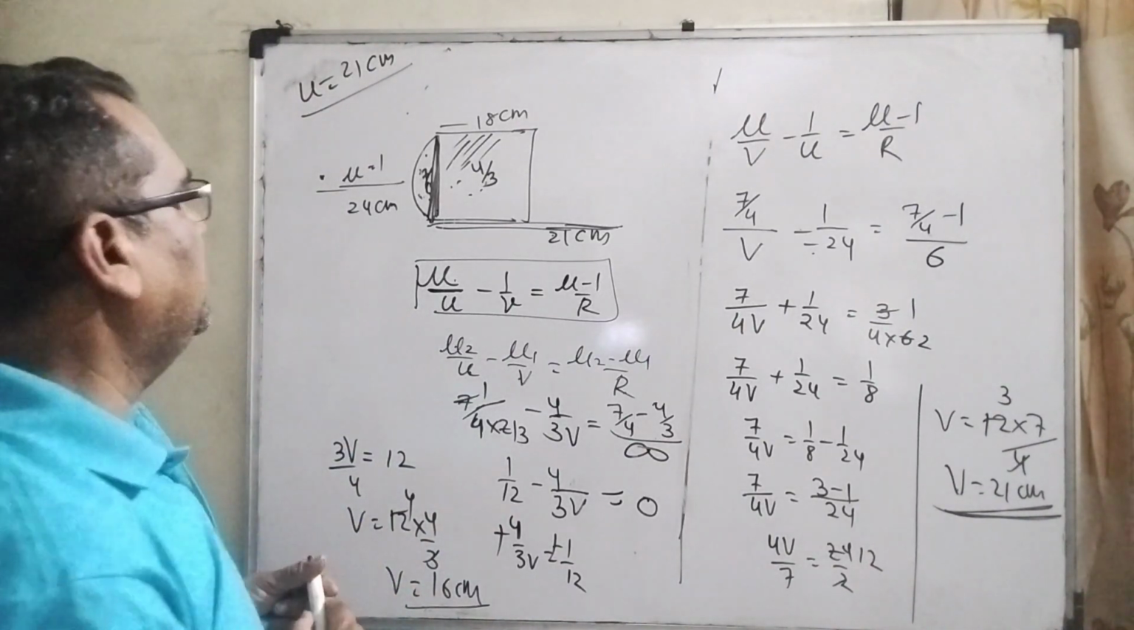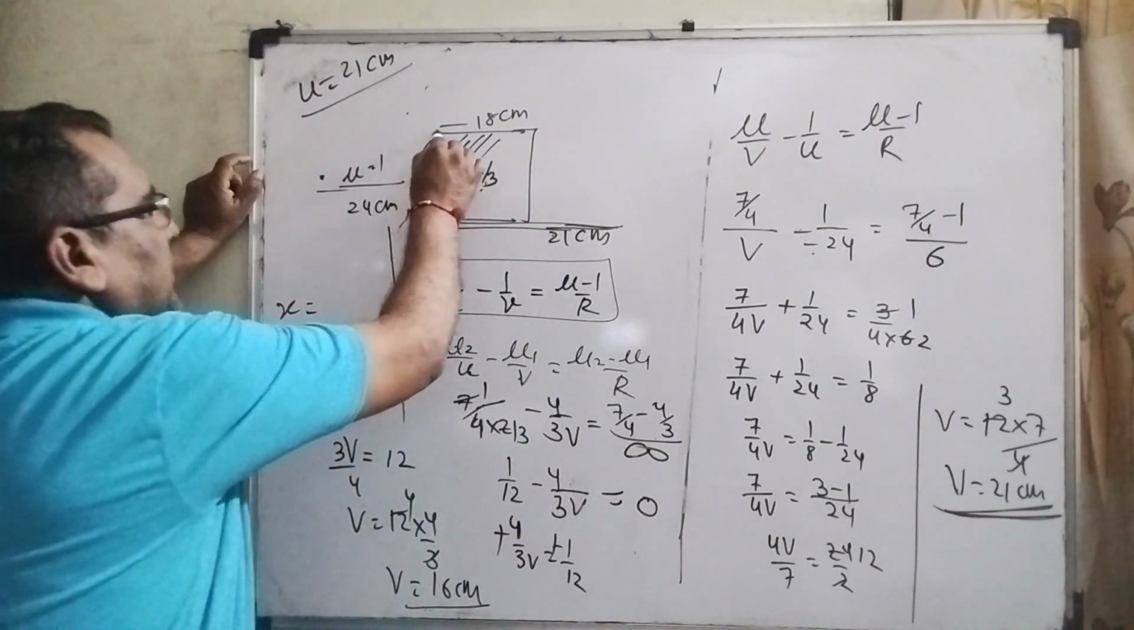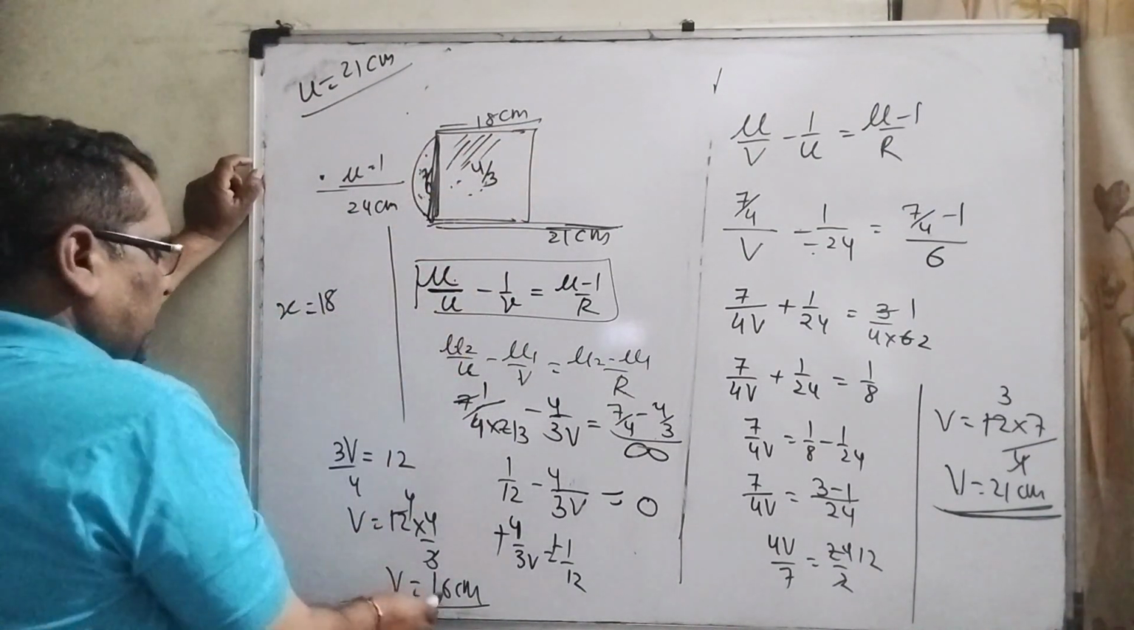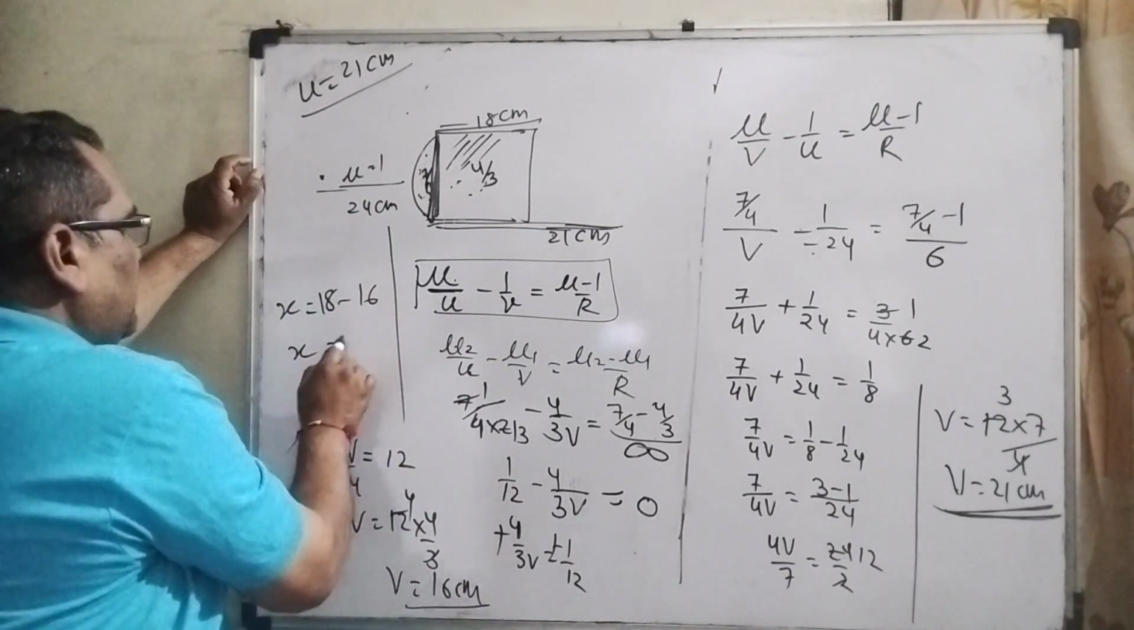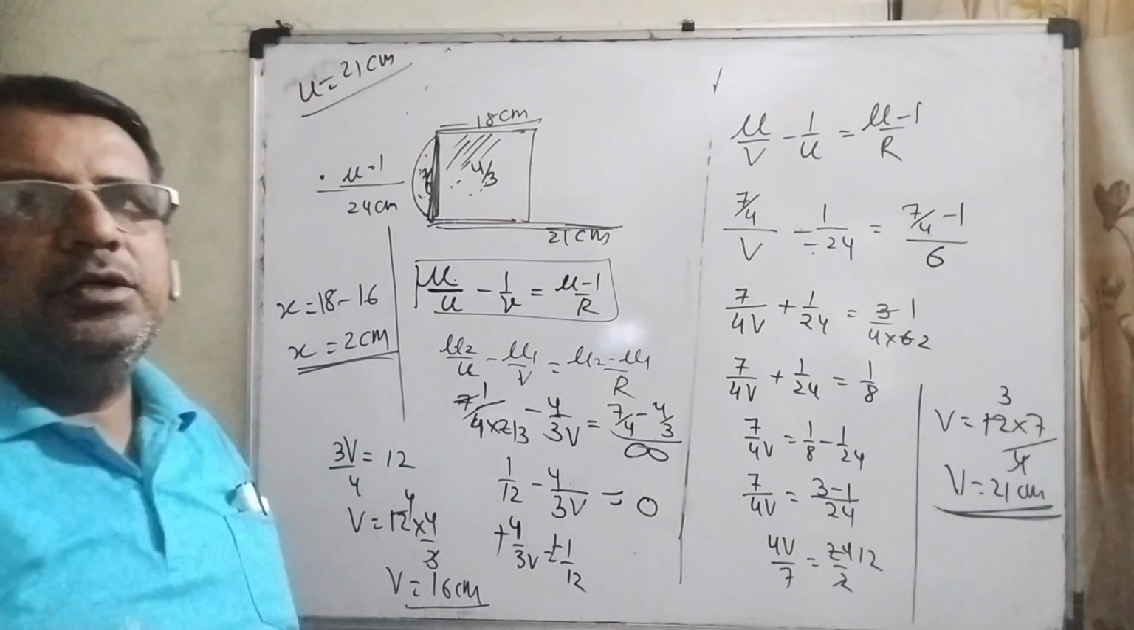Now we have to find out the x. Then what is x? x equal to total distance 18 minus 16, which we got here. Then x equal to 2 centimeter. Our correct answer is x equal to 2 centimeter.